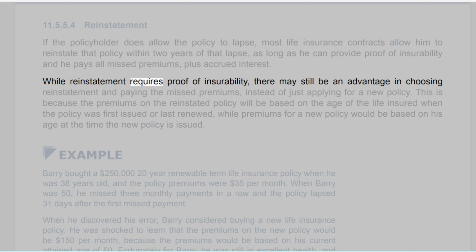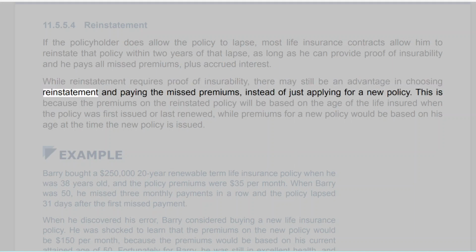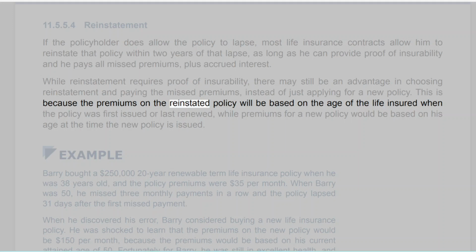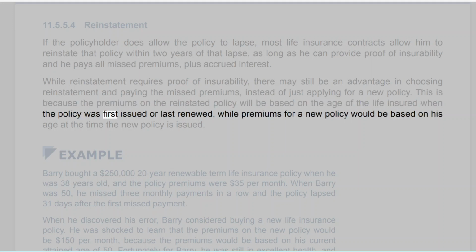While reinstatement requires proof of insurability, there may still be an advantage in choosing reinstatement and paying the missed premiums, instead of just applying for a new policy. This is because the premiums on the reinstated policy will be based on the age of the life insured when the policy was first issued or last renewed, while premiums for a new policy would be based on his age at the time the new policy is issued.